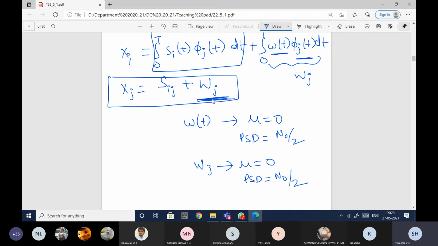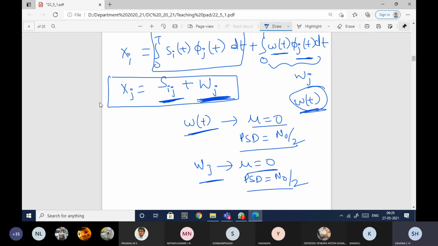So this is a random variable. How am I saying it is a random variable? Because w of t is a noise signal. I really don't know whether it is affecting the amplitude or phase or anything, I don't know. So wj is also a random variable, whereas sij is not a random variable, it is a deterministic variable. Deterministic in the sense it is known to us, whereas this wj is a random variable. Since w of t has mean equal to 0 and PSD equal to N naught by 2, wj will also have mean equal to 0 and power spectral density equal to N naught by 2.